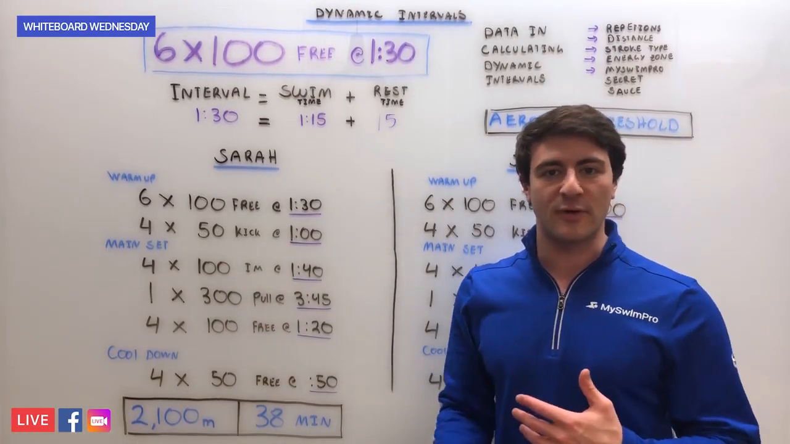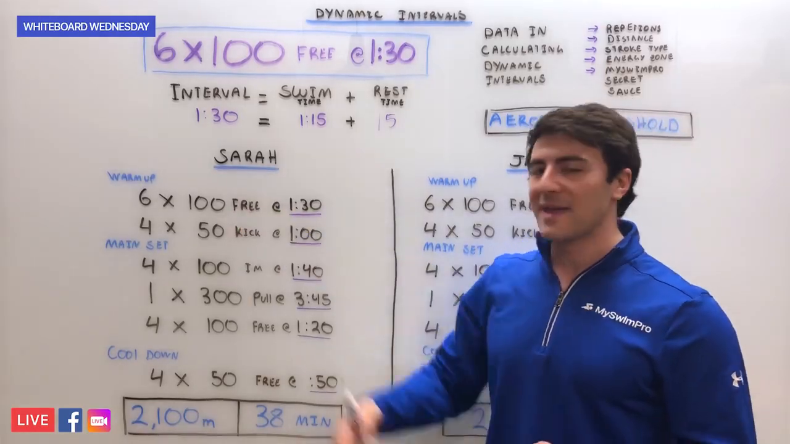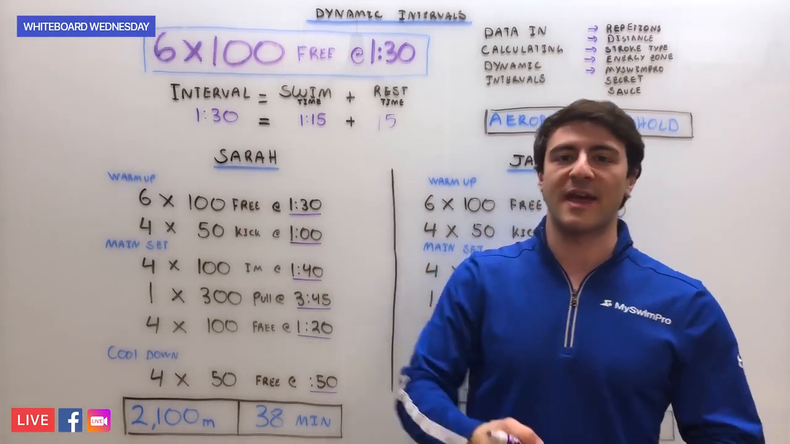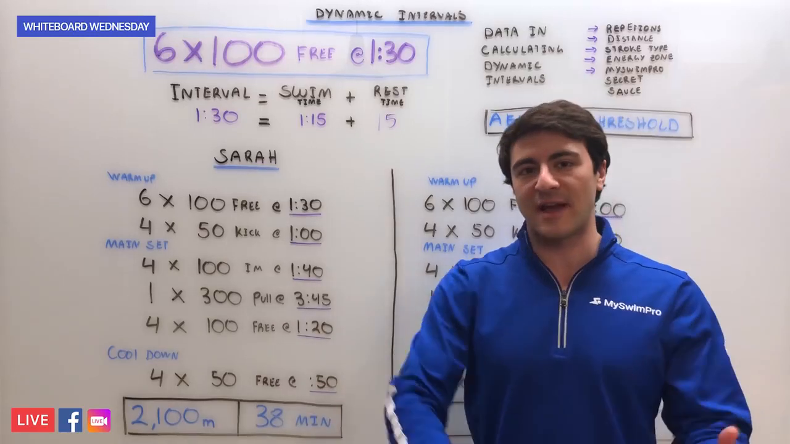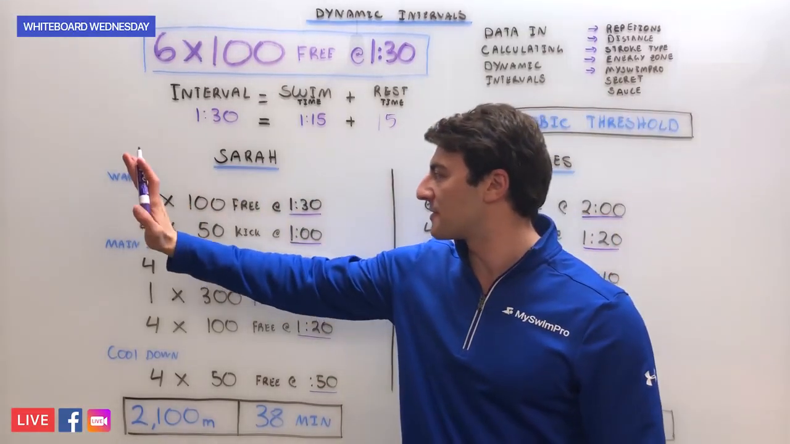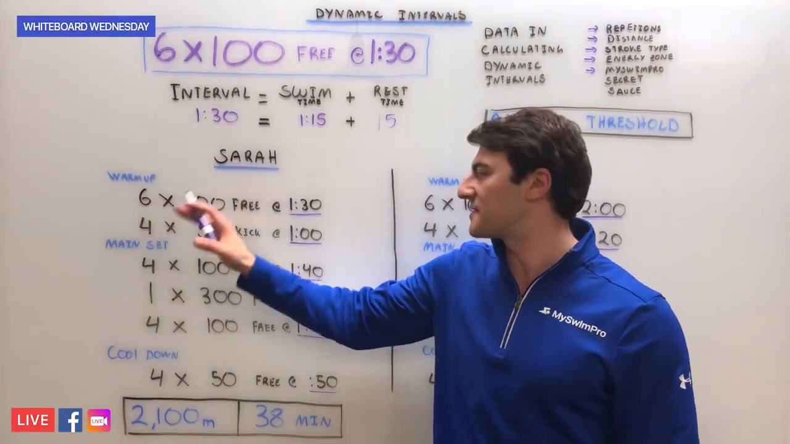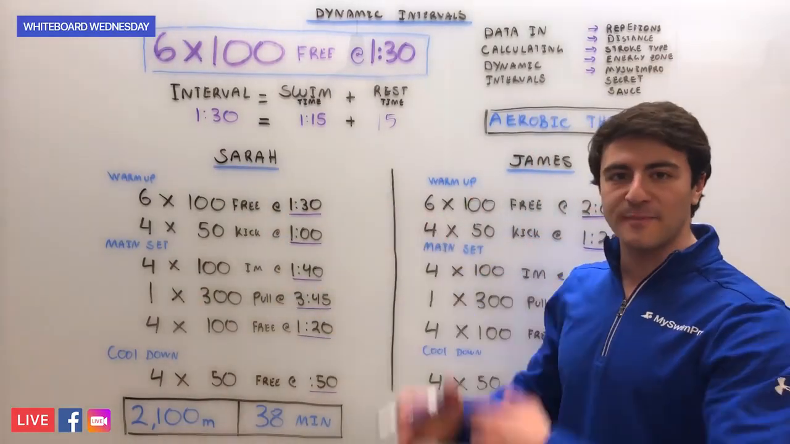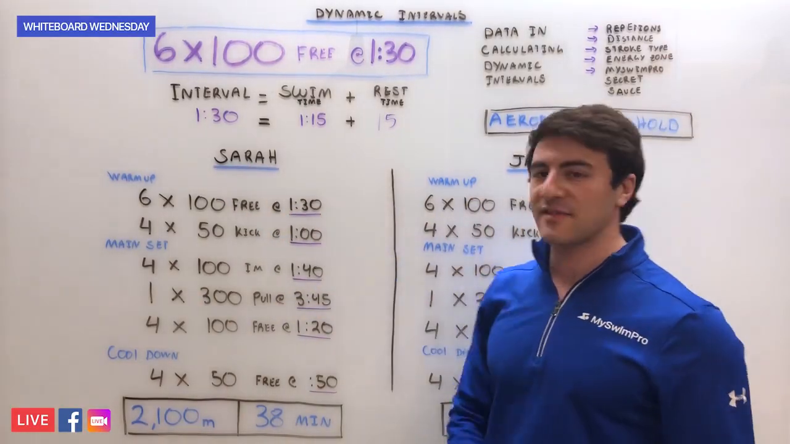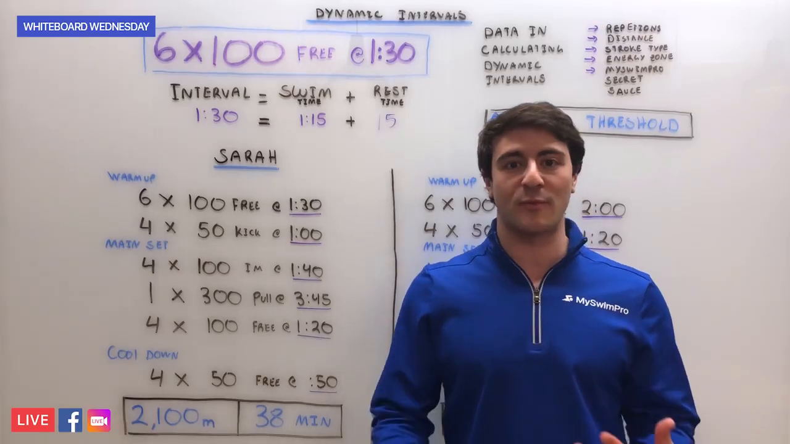And if you look at the MySwimPro app, each different stroke type has a different time that you can enter, so that way we know exactly how fast you are, and we can use all the other variables, including the number of repetitions, the distance, the stroke type, the energy zone, and mix it with our secret sauce, so that way we can generate the interval that's most appropriate for you.